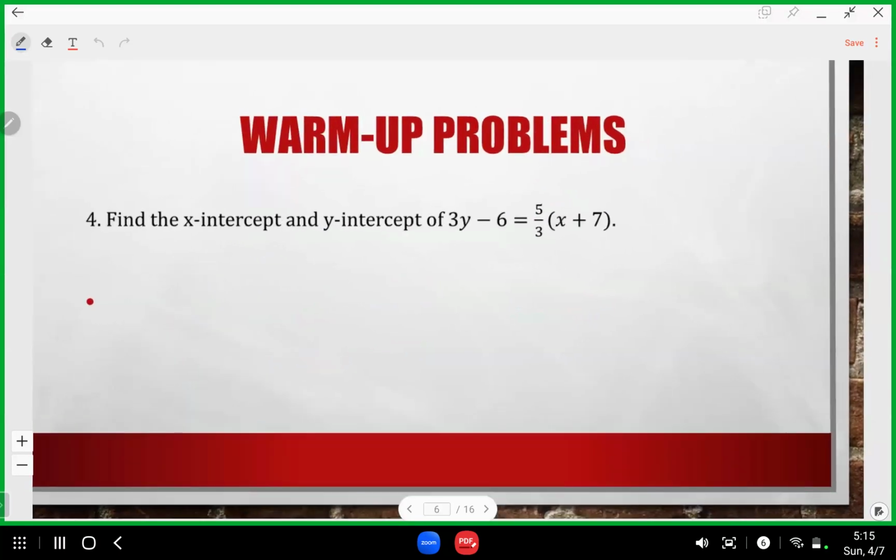Find the x-intercept and y-intercept of 3y minus 6 is equal to 5/3 times x plus 7.